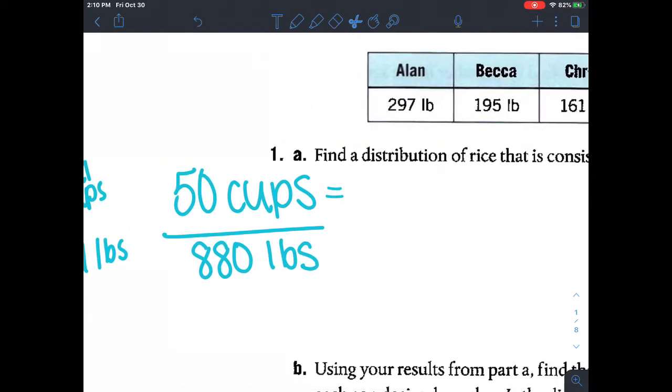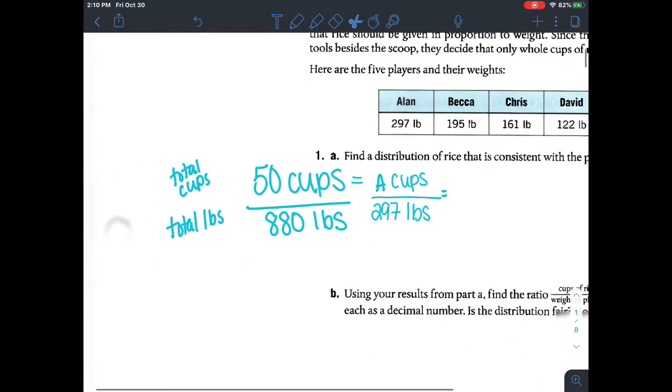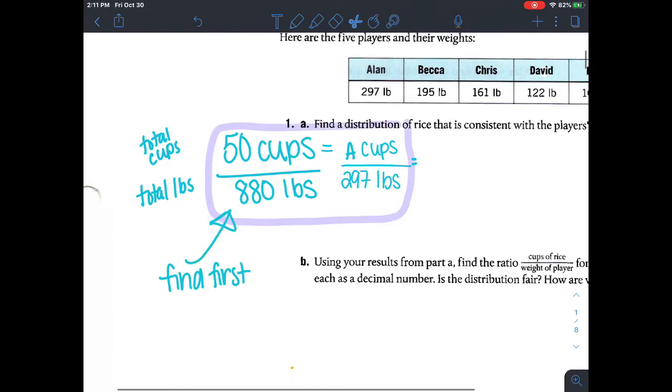Okay, so then I want to set up a proportion to figure out how many cups of rice each person should get based on their weight. For Alan, I'm going to use A cups for Alan. Alan's going to get A number of cups divided by his weight. They're equal proportions, so I can cross multiply to figure out how many cups each person would receive.